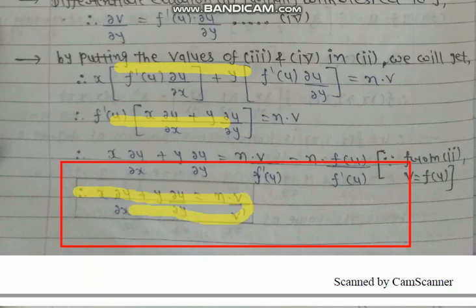that is x del u upon del x plus y del u upon del y is equal to n into v upon v prime.